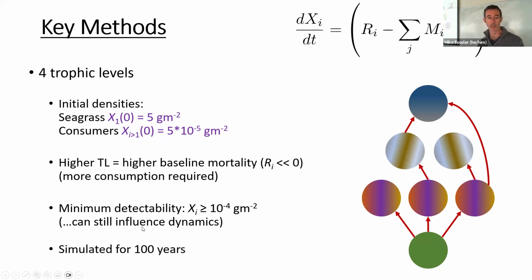If it's below the threshold, then these species can still influence the dynamics. So we're not excluding them completely from the picture, but we're just saying it's going to be really difficult to count them and include them in the statistics that we're collecting from this sort of system.